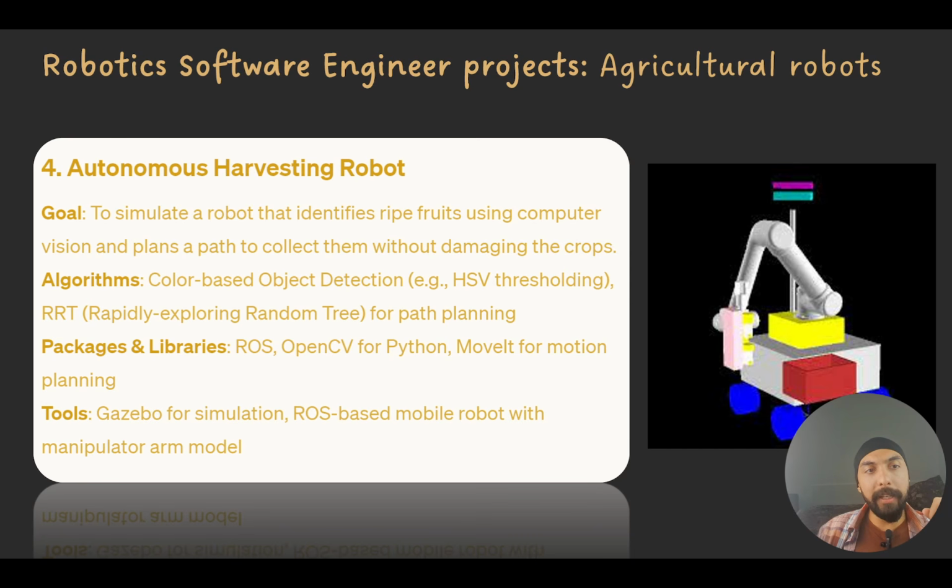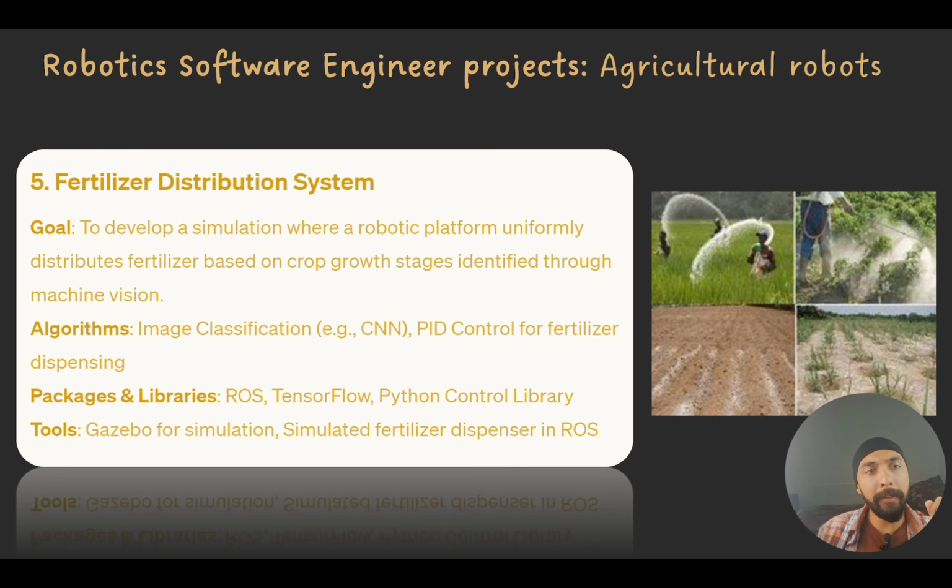And the next one is the autonomous harvesting robot. The goal is to simulate a robot that identifies ripe fruits using computer vision and plans a path to collect them without damaging the crops. Algorithms that you can use are object detection and path planning algorithms such as RRT. ROS, OpenCV, and MoveIt are the primary packages in most of the projects that I'm sharing here.